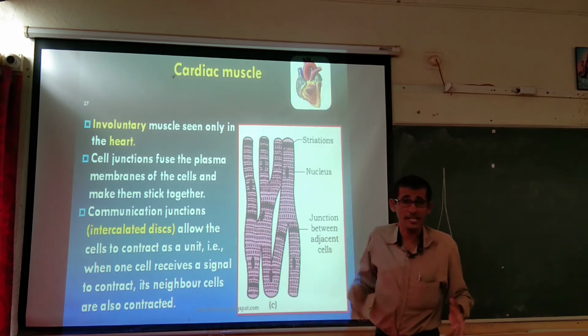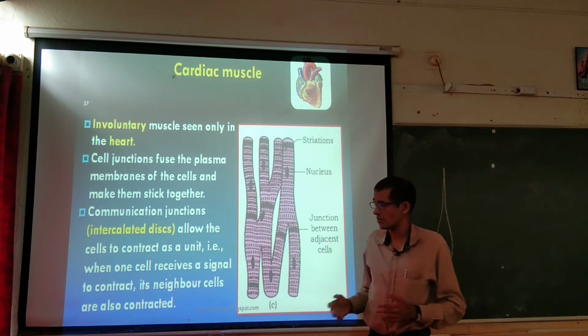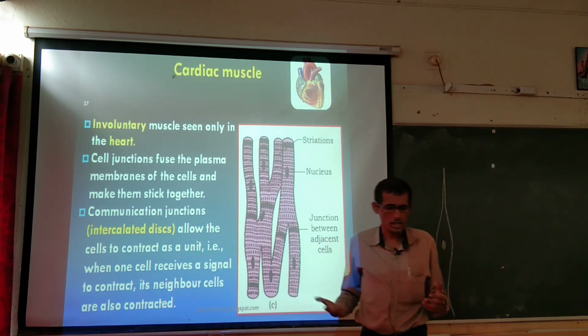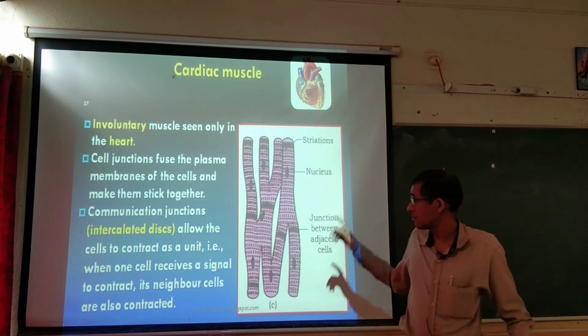in a fraction of a second. That is very much essential for the heartbeat function. Okay, heartbeat and total conduction of the heart. So it is involuntary once again.